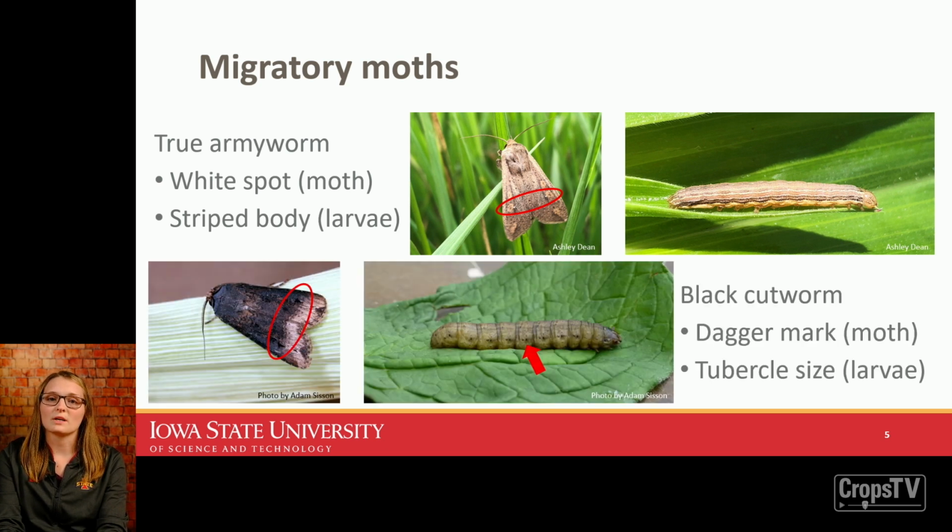The other species that we monitor in the Iowa moth trapping network is the black cutworm, which has a dark appearance, and it has one dagger-shaped mark on each forewing. The larvae are a little difficult to distinguish from other cutworm species, but you can use tubercle size. Tubercles are these bumps that look similar to warts on their body. How you can distinguish them from other cutworm species is that the two tubercles on the side of the body are different in size as compared to some of the other cutworm species.